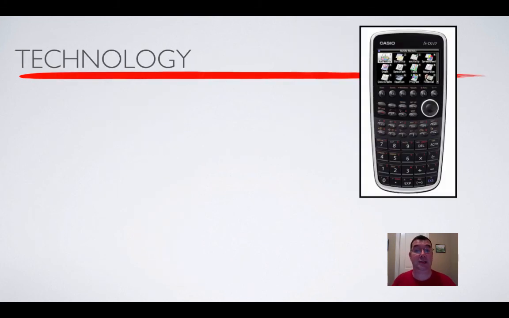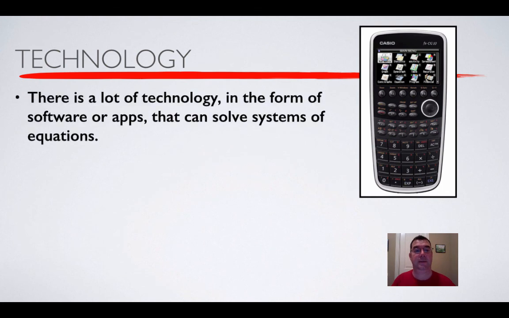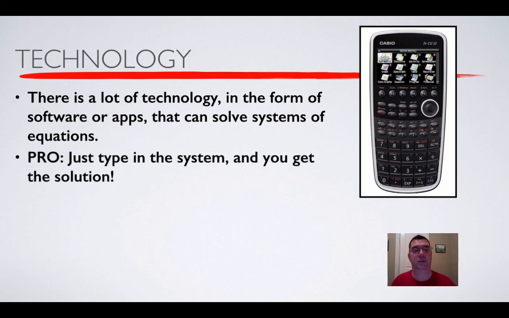Lastly, technology, which you need to be able to use, but you also need to understand what the technology is doing. So that's why I saved it for last. There are a lot of applications that you can use. There's a solver on the Casio that we use in class. And there are different ways of actually doing it where you can graph or use a matrix, or you can do all kinds of things to solve. So I won't go over any of those because there's just too many.